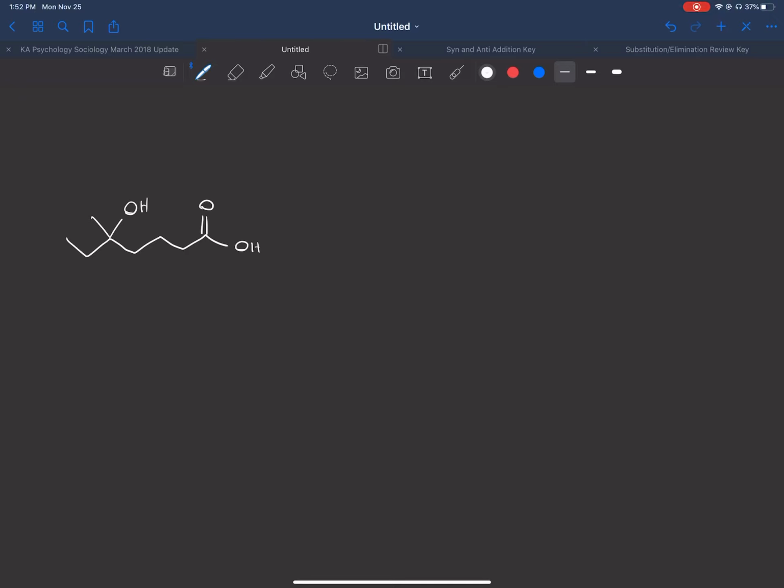So they're asking us to synthesize this compound from 4 carbons or less. I'm sorry if there's any background noise. So let's get started. What do you see here first? We see an alcohol right over here, a tertiary alcohol. And we have this carboxylic acid. So what's the first step we're going to do?